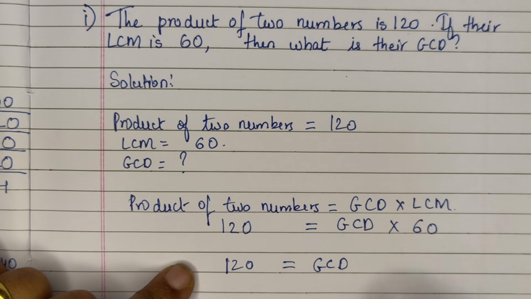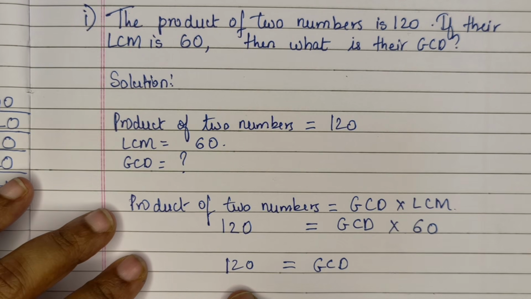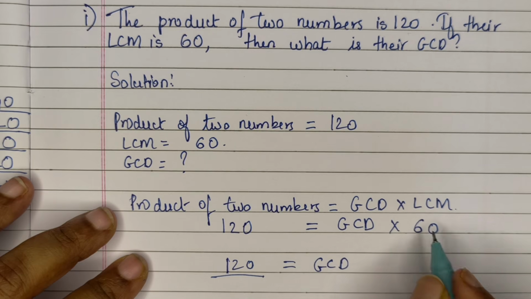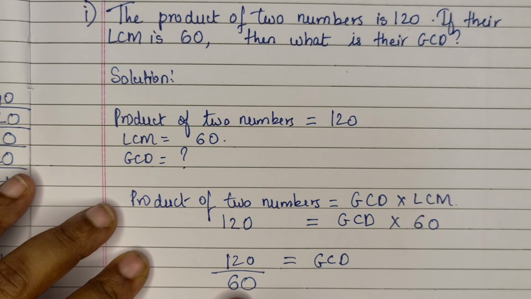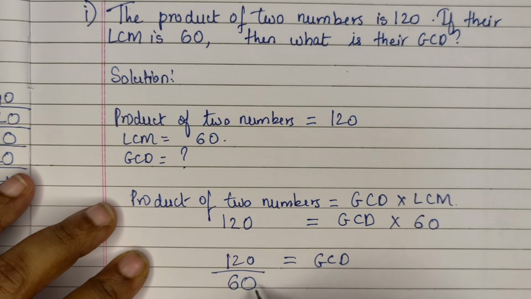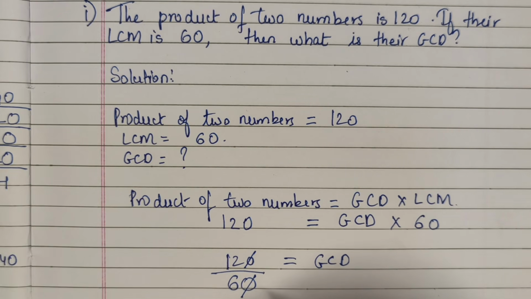I told you last time also, this number 60 is in multiplication, so it will come here in division. That 60 we have to bring down over here in division. 120 upon 60, upon means division. Now see how you can reduce: 0 and 0 will get cancelled.